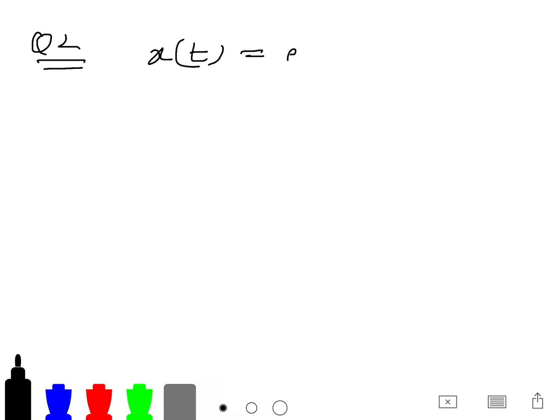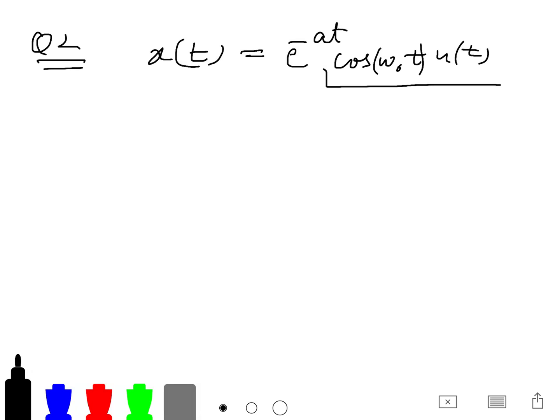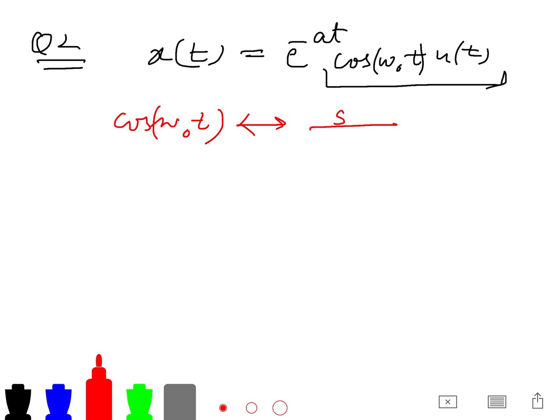Now consider the second example. In example number 2, let us suppose x(t) is equal to e^(-at) cos(omega0 t) u(t). In this function, first you have to find out for which function you already know the transform. This is the function for which you have calculated the Laplace transform, cos(omega0 t) u(t). You should also learn this transform pair. It is equal to s upon s squared plus omega0 squared, and for this the region of convergence is real part of s greater than 0.